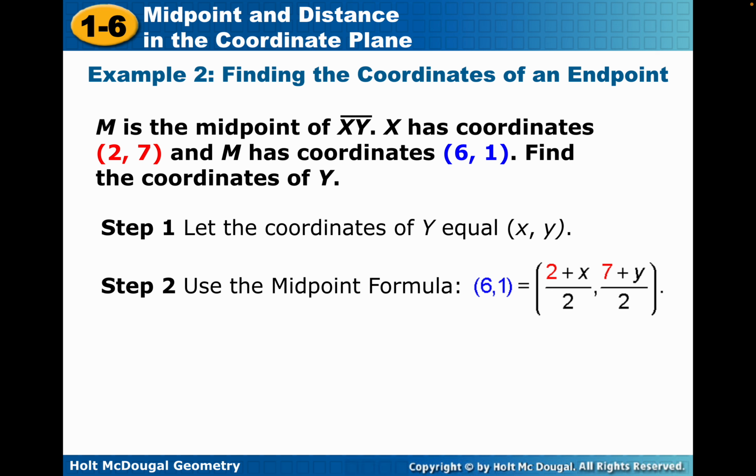Equals, what happens over here? These 2's cancel out, so whatever's on top stays. So we have 2 plus x. Then what do we do to get x by itself? Subtract 2, and what do we get for x? Okay? That's our first coordinate.